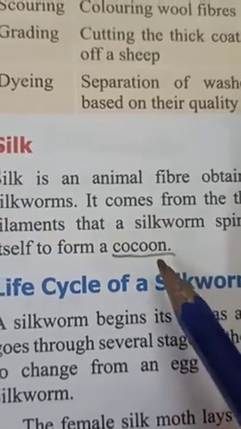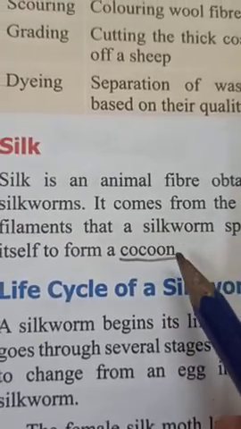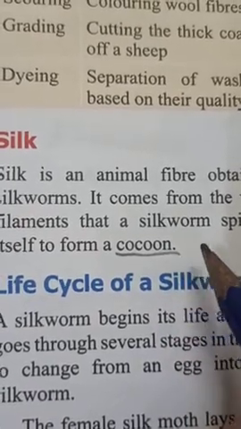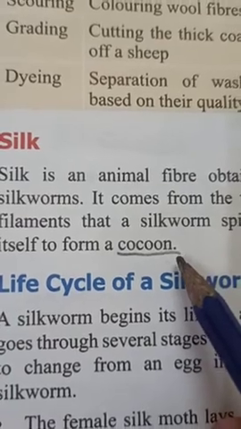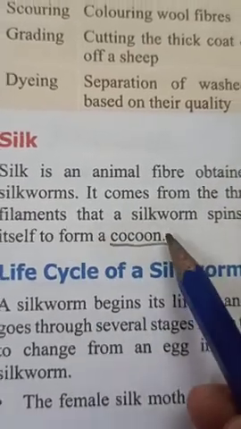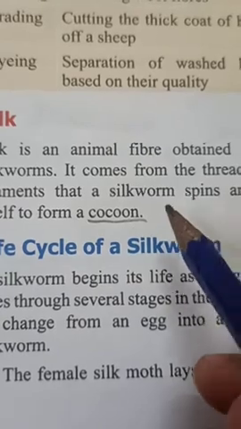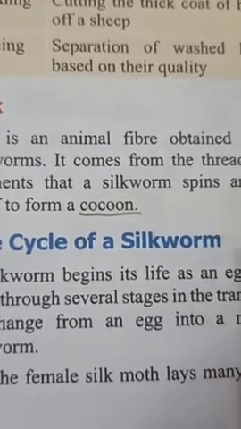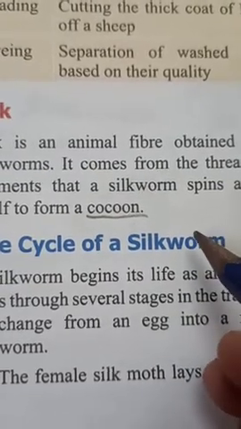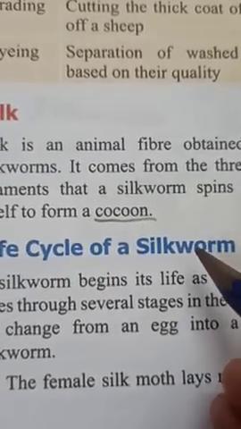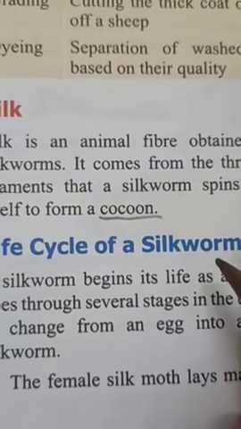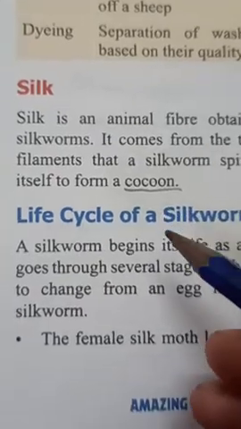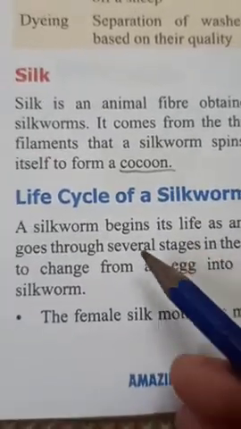People who are doing culture of silkworm, they boil the cocoon and then they can get fibers or these filaments of silk. And after so many processes, washing, dyeing, all these, then we can get silk fiber, and from that fiber we can make silk fabric.